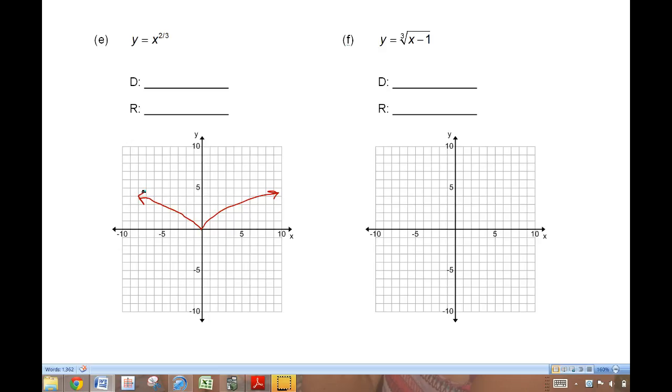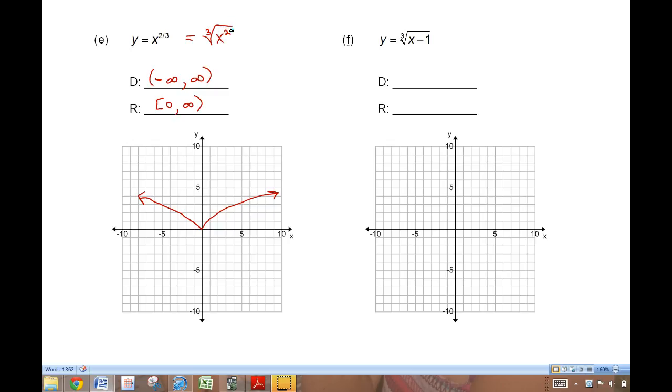So are they both negative infinity to infinity? What do you think? The domain. Are you asking me? You're telling me. Negative infinity to infinity. Okay, and how about the range? 0 to infinity. Good. Okay, remember.